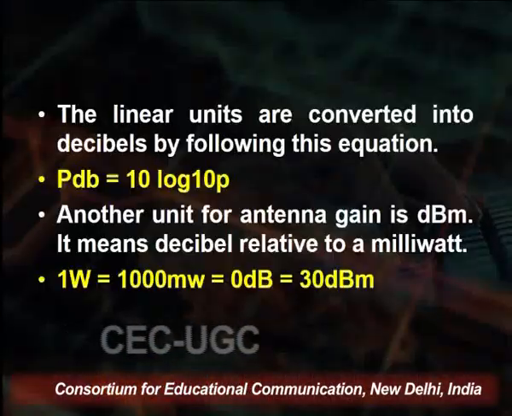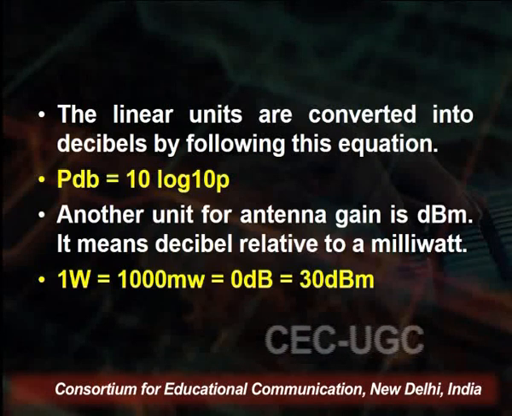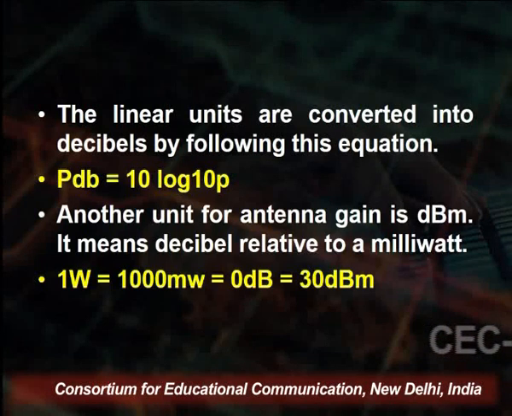Like if we take a 5 decibel gain, it means 5 times the energy related to the isotropic antenna in its peak direction of the radiation. So the linear unit is converted into the decibel by the following equation. We know that P dB is equal to 10 log 10 P.